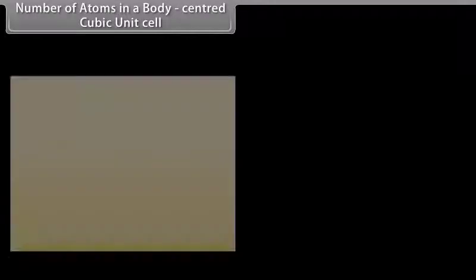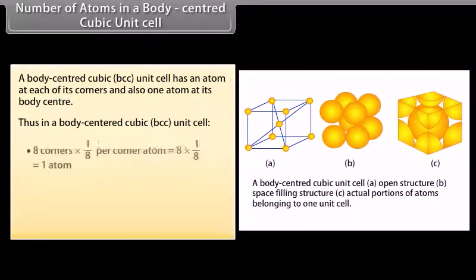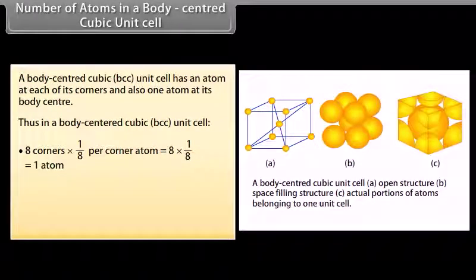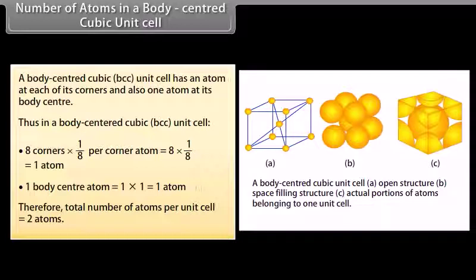Number of atoms in a body-centered cubic unit cell. A body-centered cubic (BCC) unit cell has an atom at each of its corners and also 1 atom at its body center. Thus, in a BCC unit cell, 8 corners into 1 upon 8 per corner atom is equal to 1 atom. 1 body center atom is equal to 1 into 1, equals 1 atom. Therefore, the total number of atoms per unit cell is equal to 2 atoms.